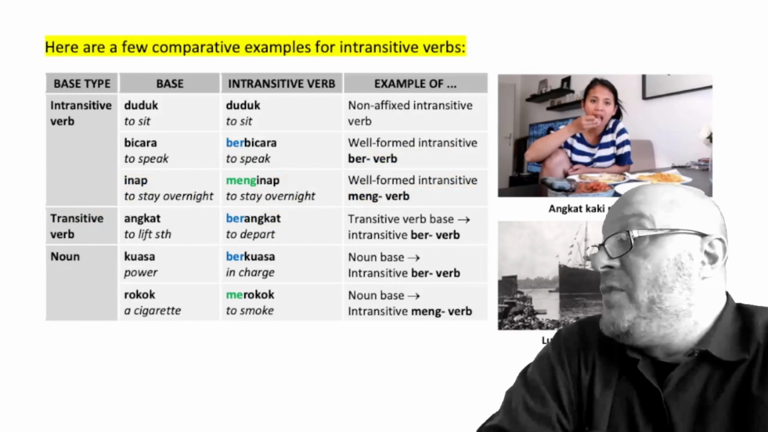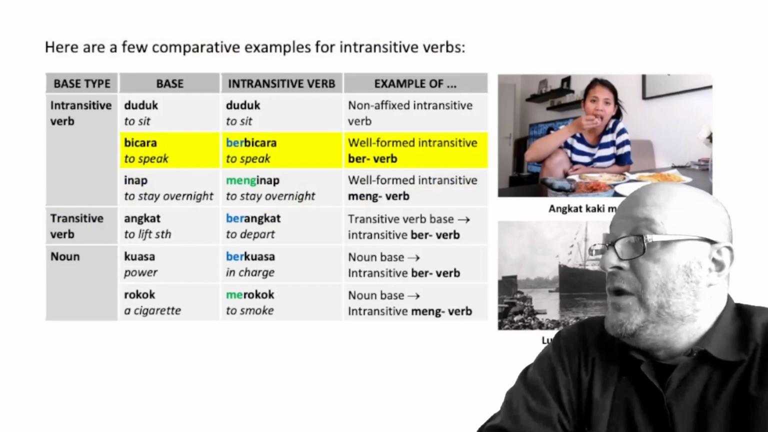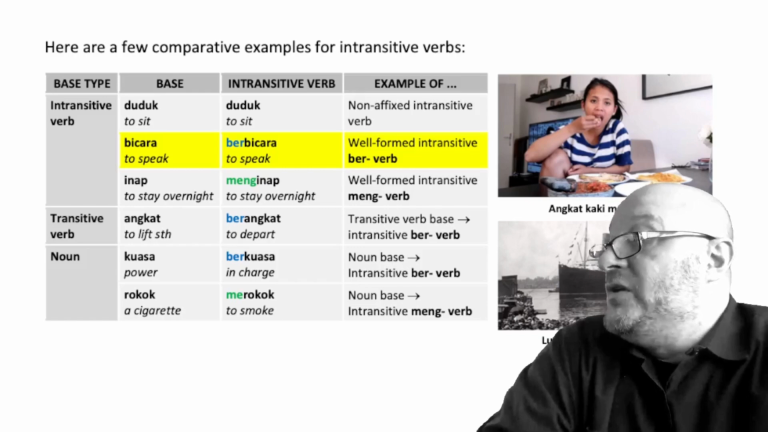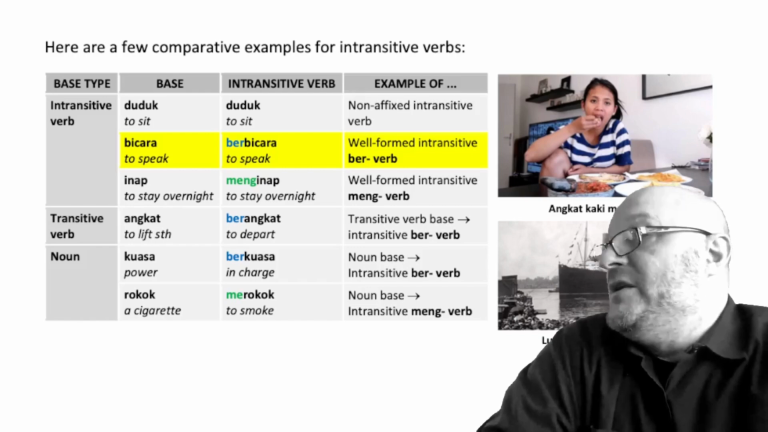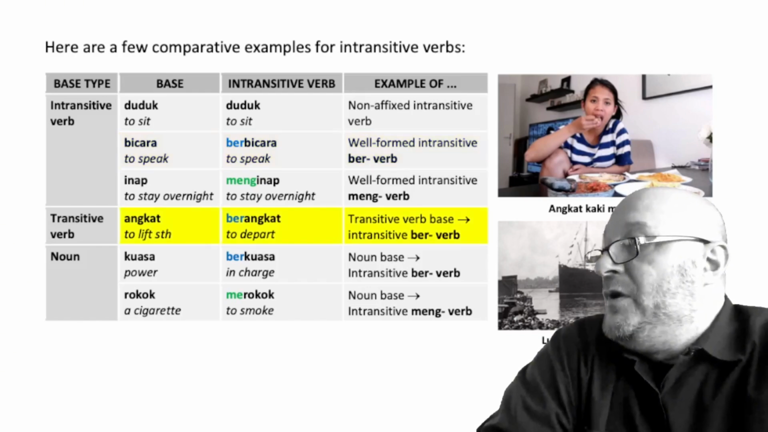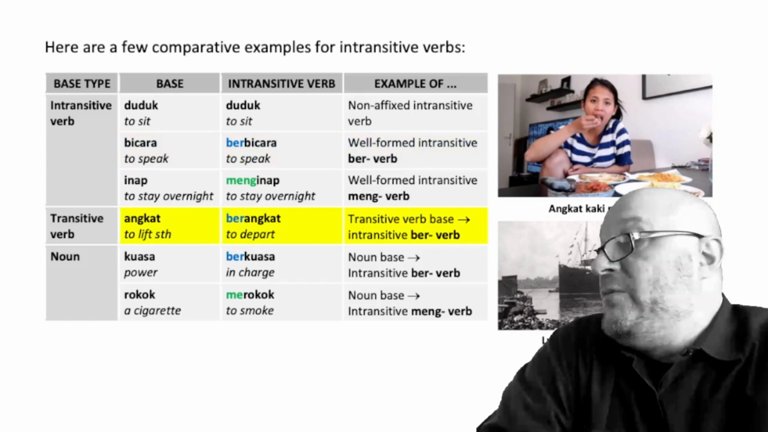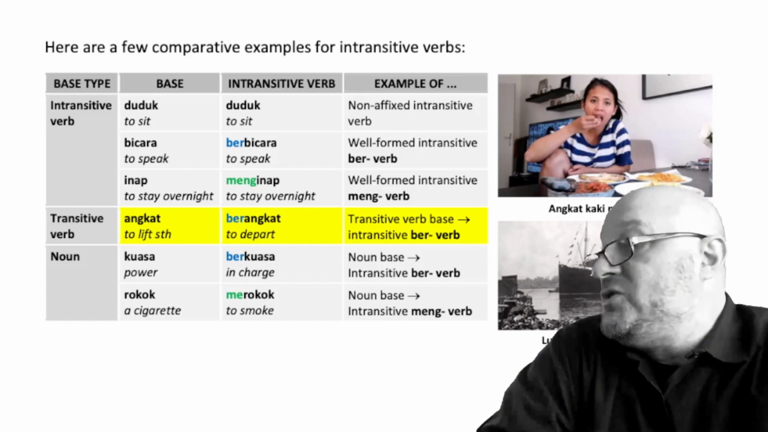Here are a few comparative examples for intransitive verbs. The base bicara, an intransitive verb base, to speak, is turned into berbicara, to speak. It's an example of a well-formed intransitive verb being made from an intransitive verb. Transitive verb base angkat, to lift something, can combine with ber, to give berangkat, to depart. That's a transitive verb base turning into an intransitive verb.